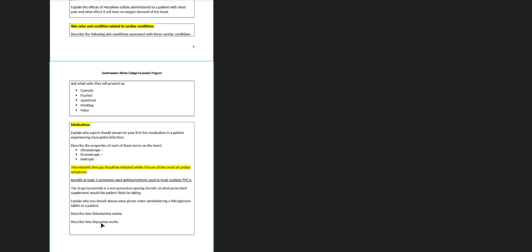Describe how dobutamine works. So dobutamine is mainly an inotrope. It increases the stroke volume of the heart mainly through the force of the contractions without increasing the heart rate too much. And dopamine has inotropy and chronotropy, so kind of your more classic vasoactive. It's going to increase the heart rate and the work of the heart.